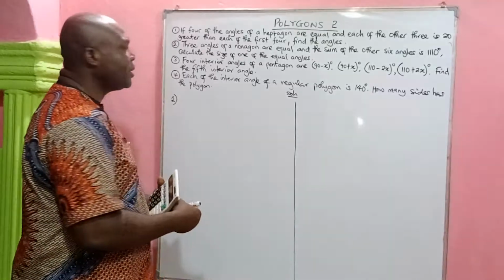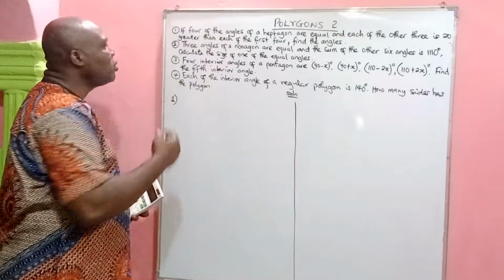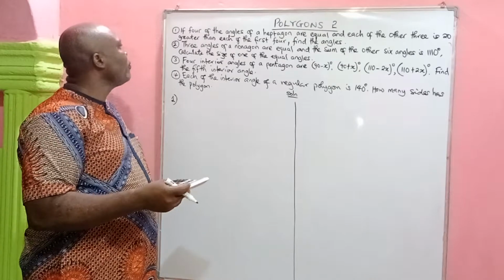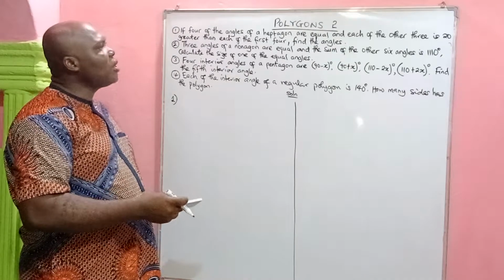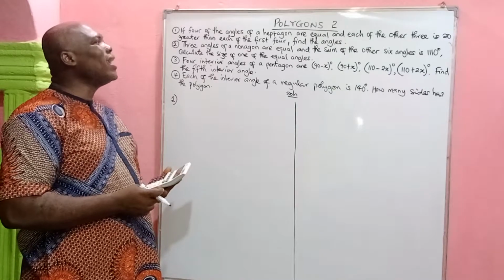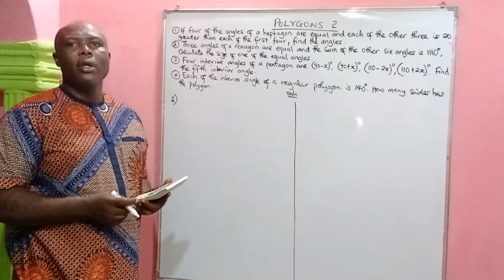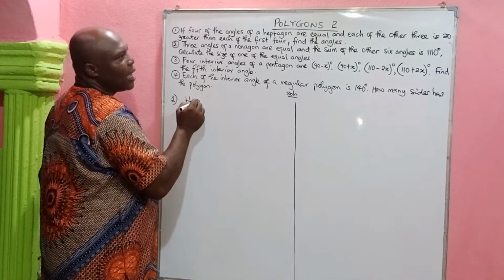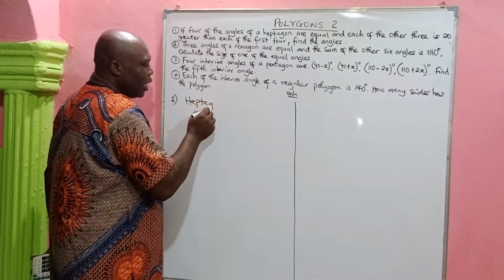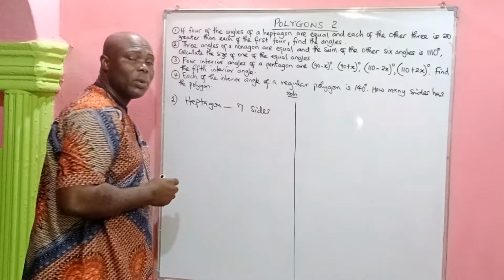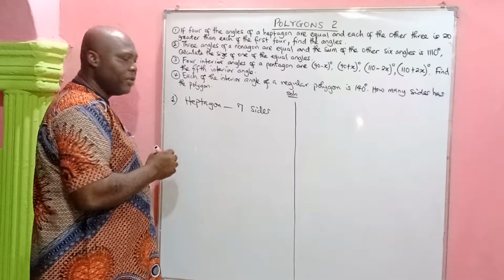All right, so we have questions 1 to 4 lined up on the board that we are expected to solve. Number 1, we're told that if 4 of the angles of a heptagon are equal and each of the other 3 is 20 greater than each of the first 4, find the angles. So the first thing we have to do is to bring out the heptagon. A heptagon is a polygon that has 7 sides. So the first thing we have to do is to find the sum of the interior angles.